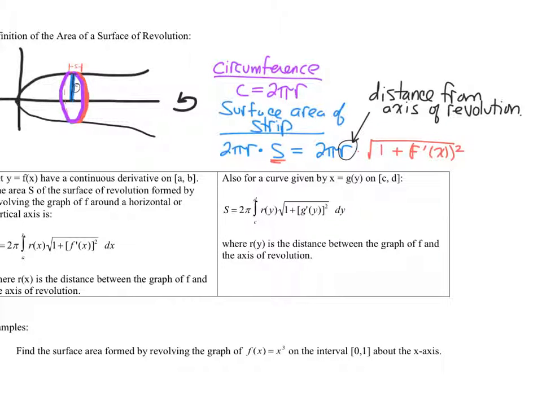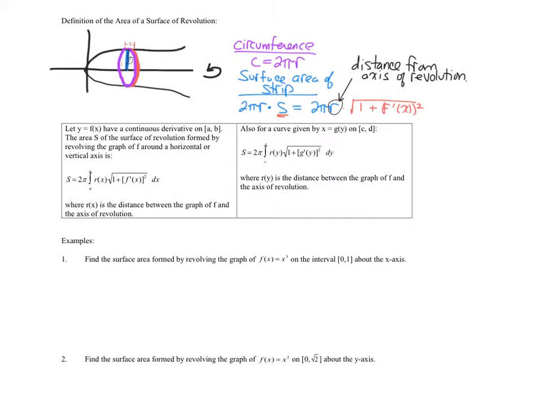So, if you're spinning around a horizontal axis of revolution, it's tailor-made for a function that's in terms of x. All right. And if you're going around a vertical one, you do it in terms of y generally. There's exceptions to that, but that's the general rule of thumb. So, the idea here is that if you have a sense in your mind that you're looking for circumference multiplied by arc length, then you have your surface area.